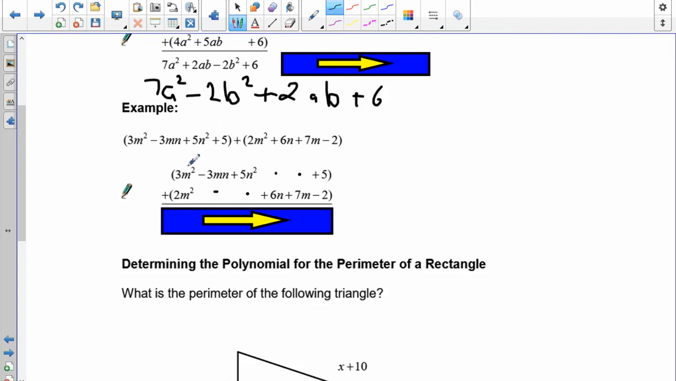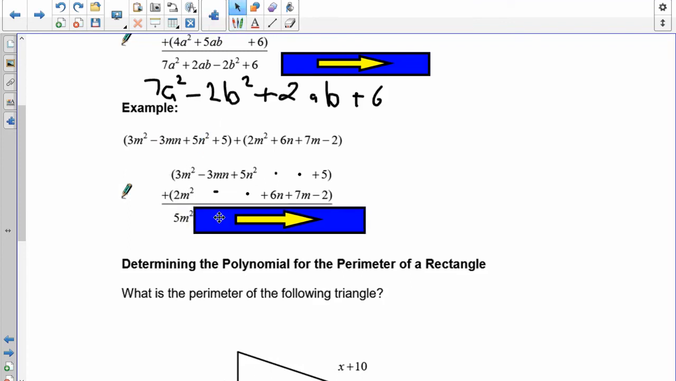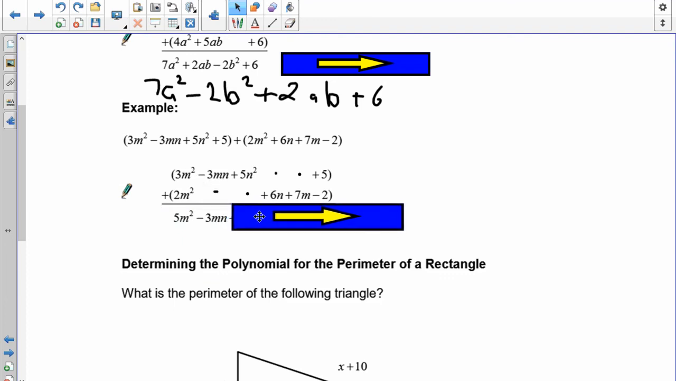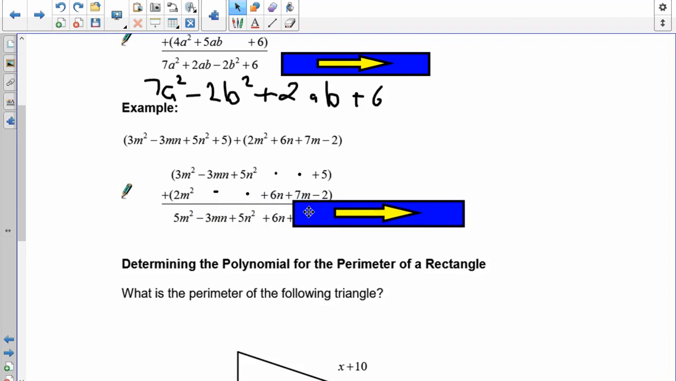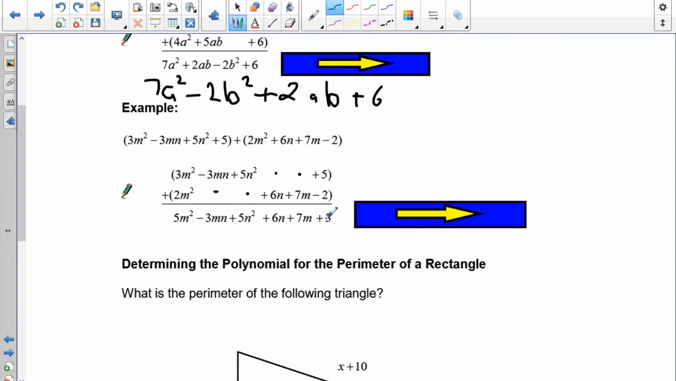So taking a look at my columns, I've got 3m squared and 2m squared, but that gives me 5m squared. Now, there's nothing for this to do, so this becomes -3mn. There's nothing here to add, so that's 5n. There's nothing here to add, that's 6n. There's nothing here to add, that's 7m. And there's nothing here, well, yeah, we can add this one. 5, take away 2 is 3. Right? So now, making sure everything's in the proper terminology, or the proper degree, we have 5n squared.